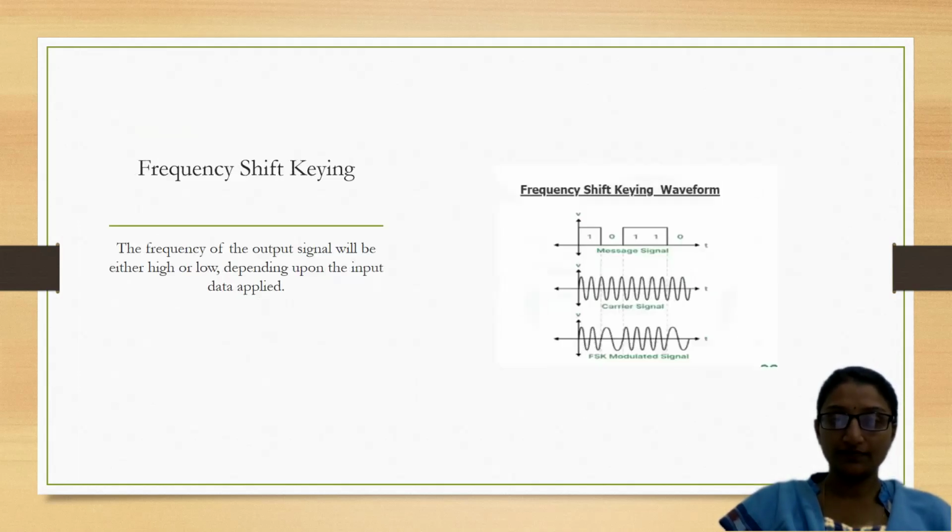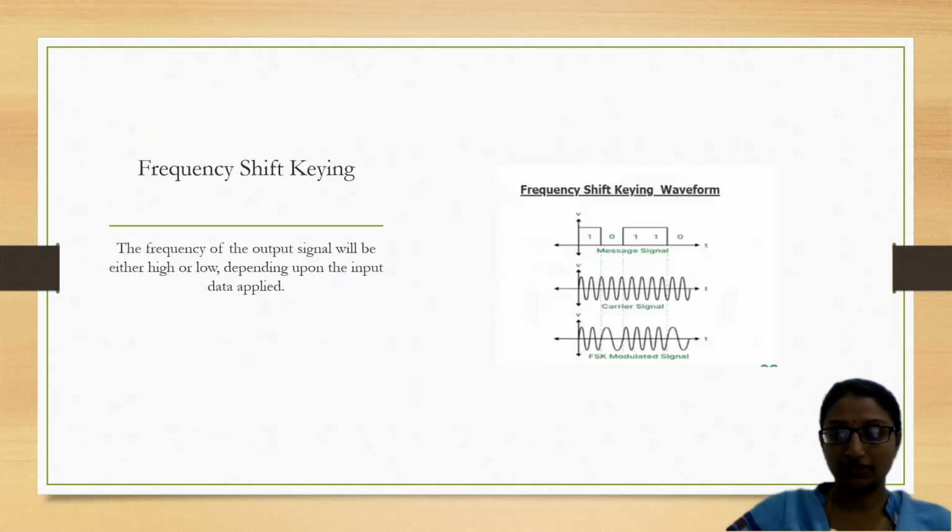Coming to the FSK, whenever binary 1 is there, the frequency of the signal is high. Whenever binary is 0, the frequency of the signal is low. That is, whenever binary 1, it is FH, and binary 0, it is FL representation, the lower frequency.